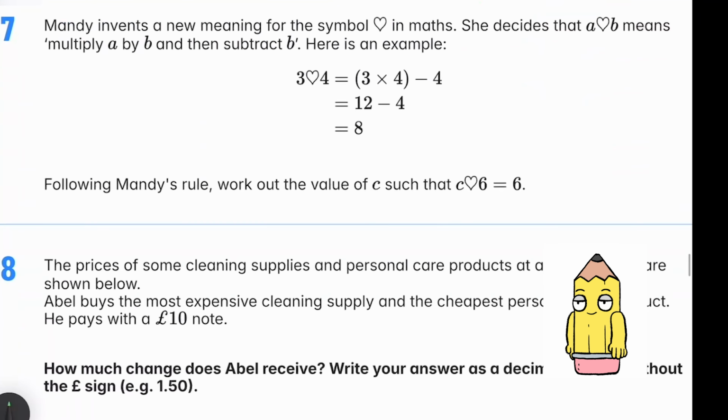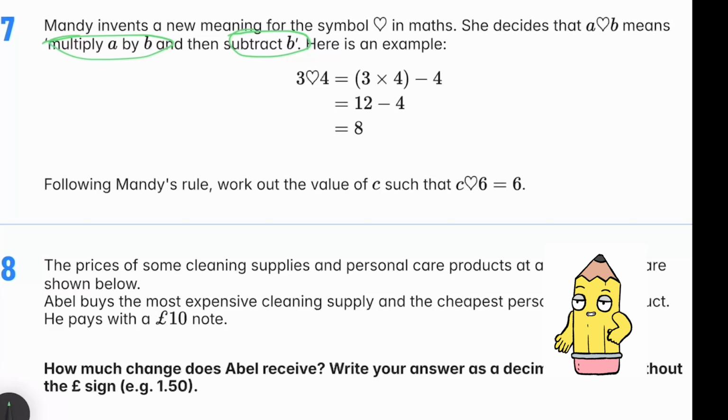Okay, 17. Mandy invents a new meaning for the symbol in math. She decides that A and B means multiply A by B and then subtract B. So similar to 16. Following Mandy's rule, work out the value of C such that C and 6 equals 6.